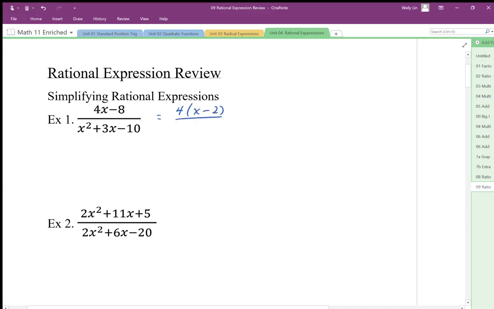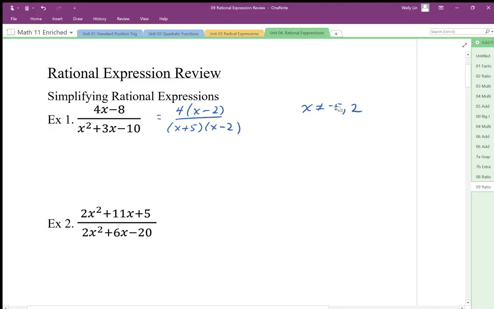The denominator, we're looking for two numbers that multiply to negative 10 and have a difference of 3. So we're looking at x plus 5, x minus 2. We should always be aware of dividing by 0. So our restrictions are going to be x is not equal to negative 5, x is not equal to positive 2.